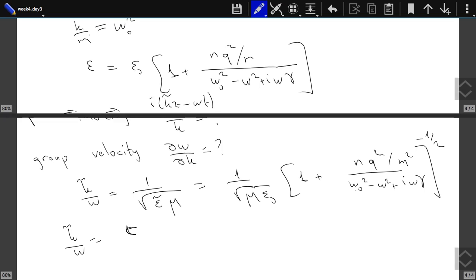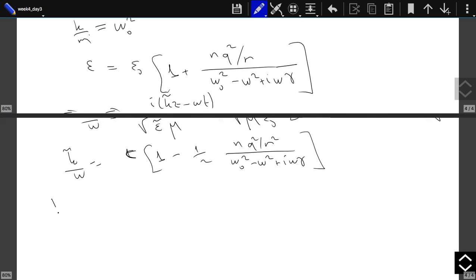So k tilde over omega is equal to c. Mu is almost mu 0. 1 over square root of mu 0 epsilon 0 is just c, times 1 minus 1 over 2 nq squared over m squared, divided by omega 0 squared minus omega squared plus I omega gamma.